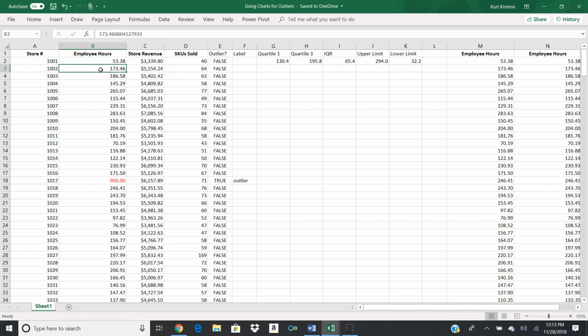The next one, 173.46. 173.46 is lower than the upper limit, and it's higher than the lower limit. It does not exceed either of those limits. So it also got a designation of false.